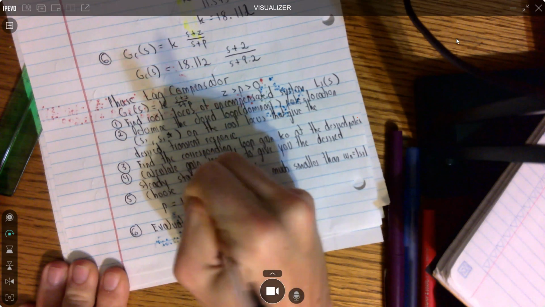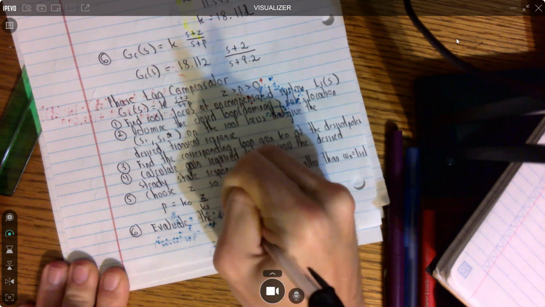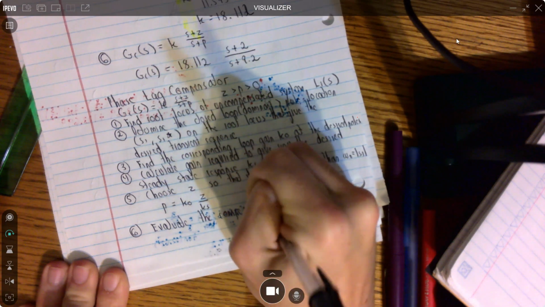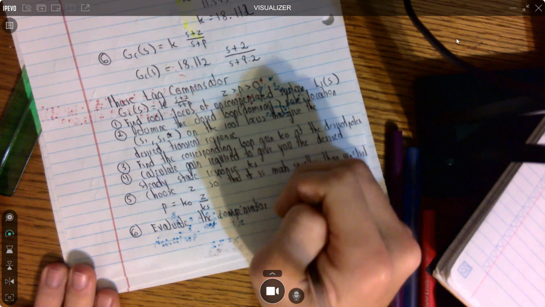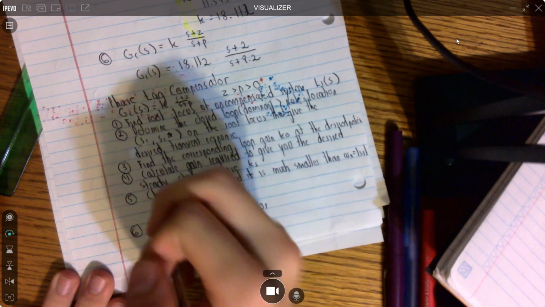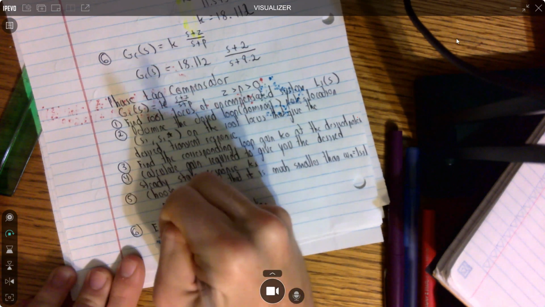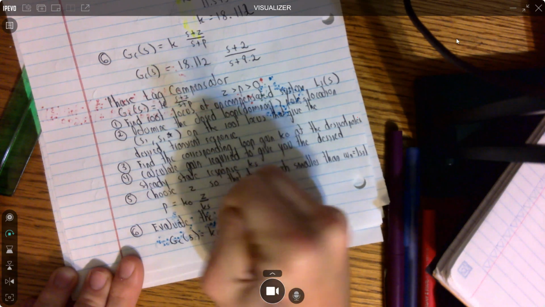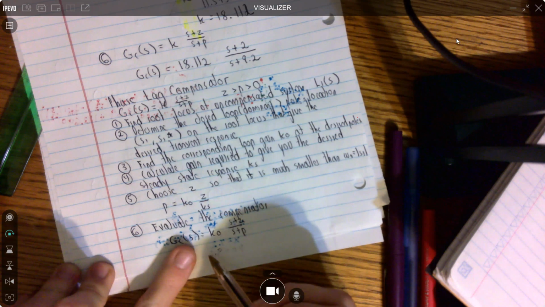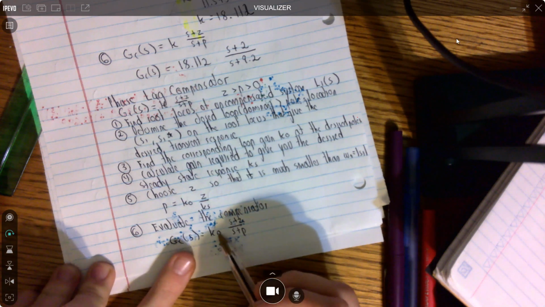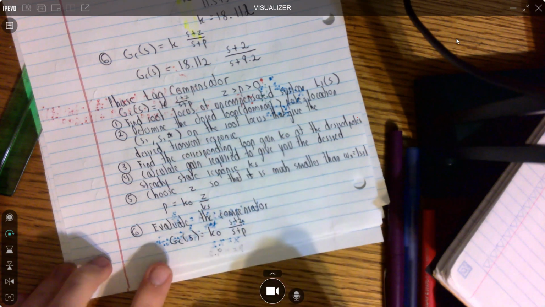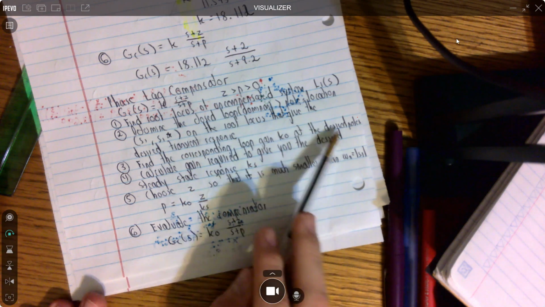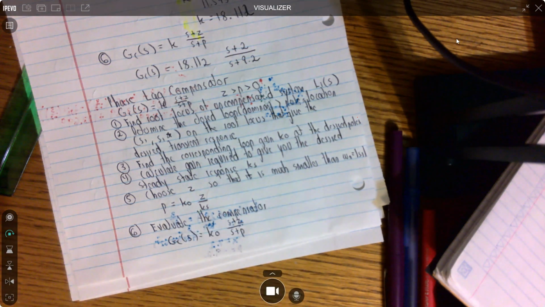So after you chose the zero, then you got the pole, and then you're going to evaluate your specific compensator. So your Gc(s) is going to equal your K0 times (s plus z) over (s plus p). Remember, K0 is the amount of gain you have in order to give you your desired pole locations, which are s1 and s1 conjugate.